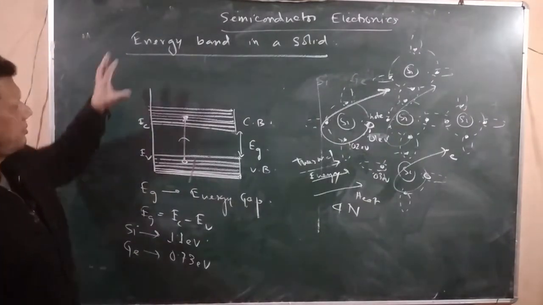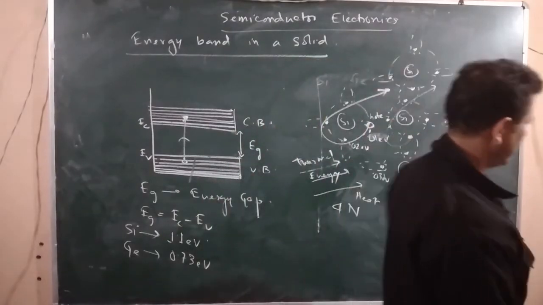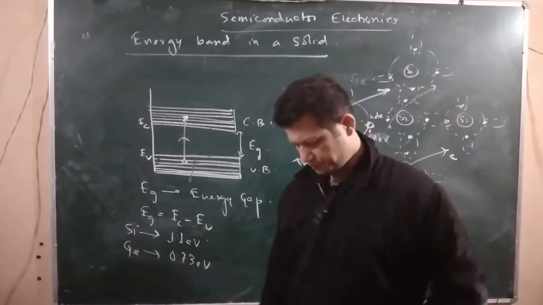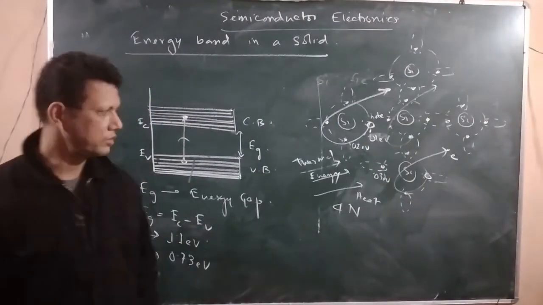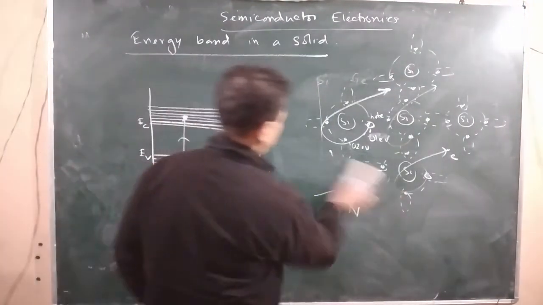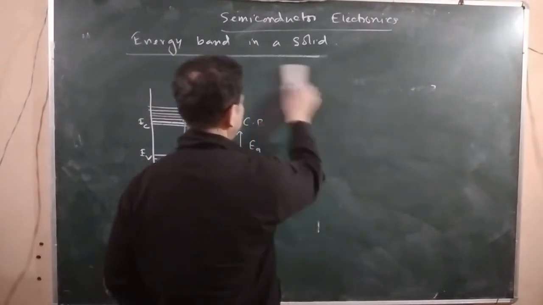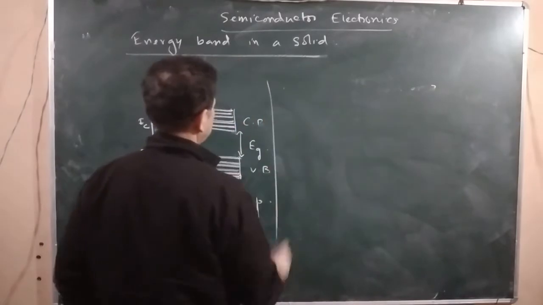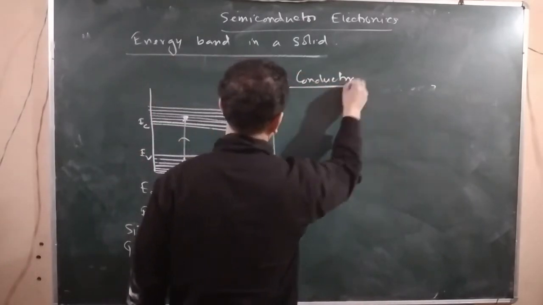So this is the concept of energy band in a solid, and this energy band can now be used for three different types of solid which are conductor, semiconductor and insulator. First, in case of number one, the conductor, the energy band.